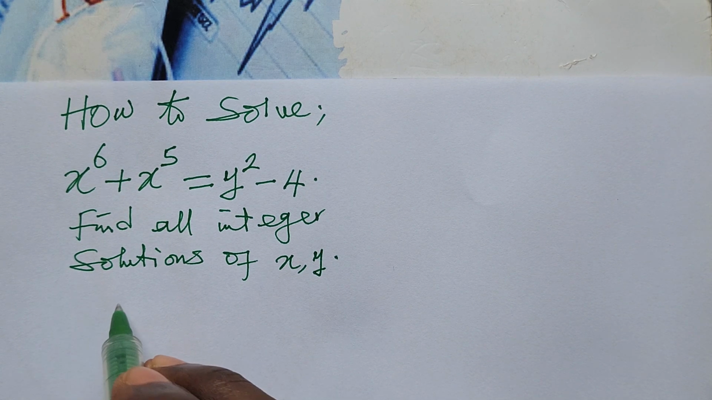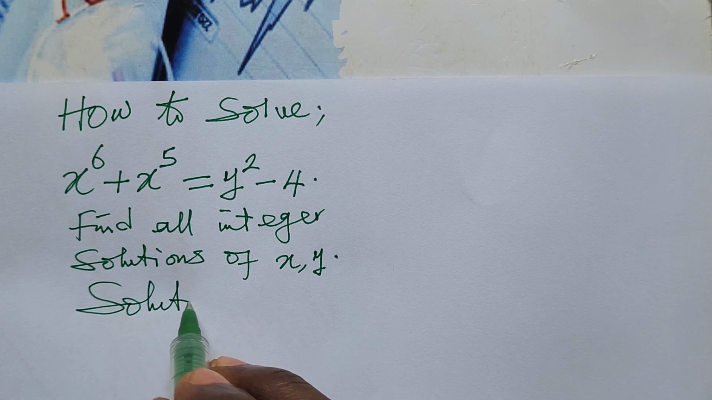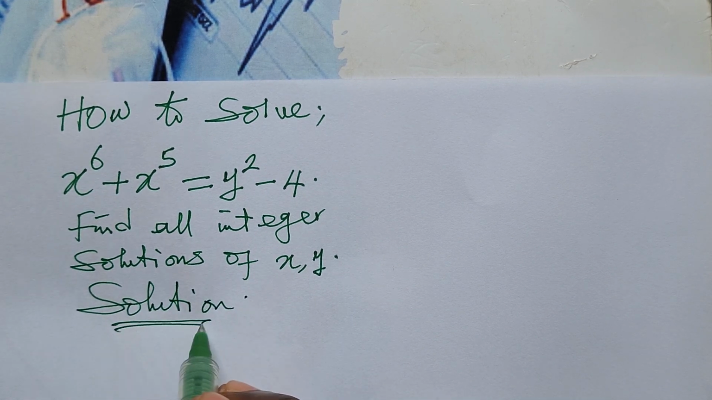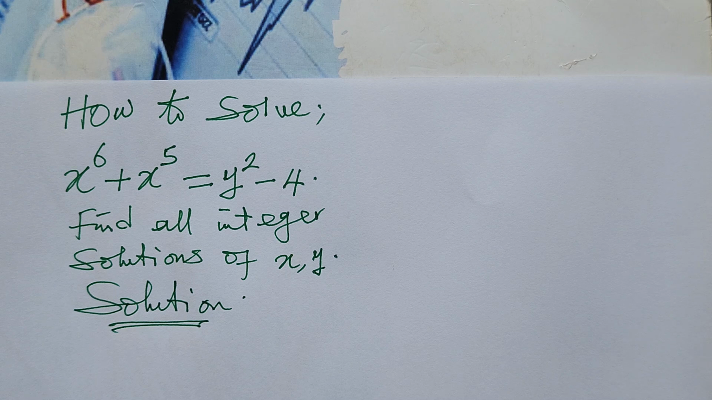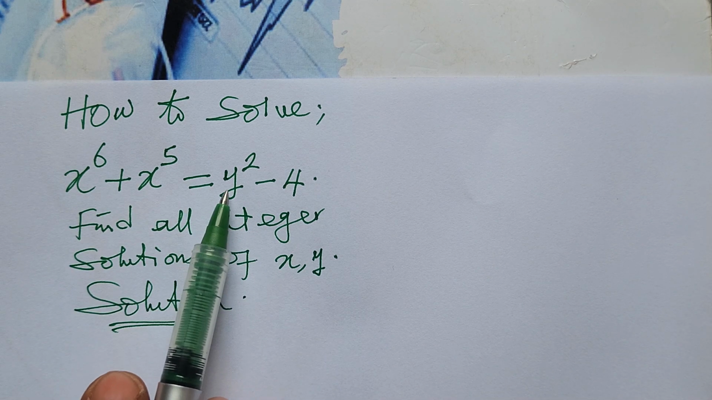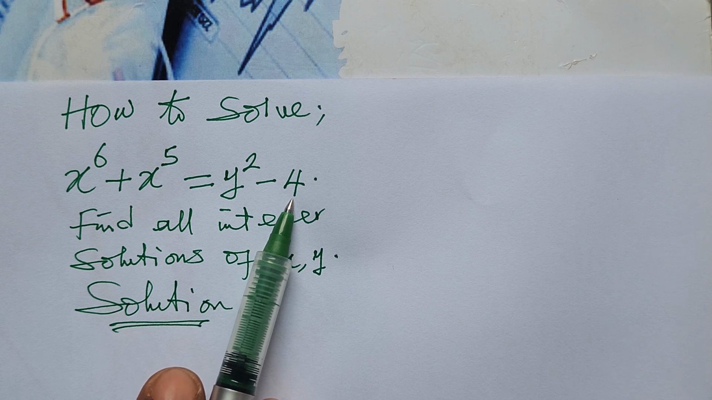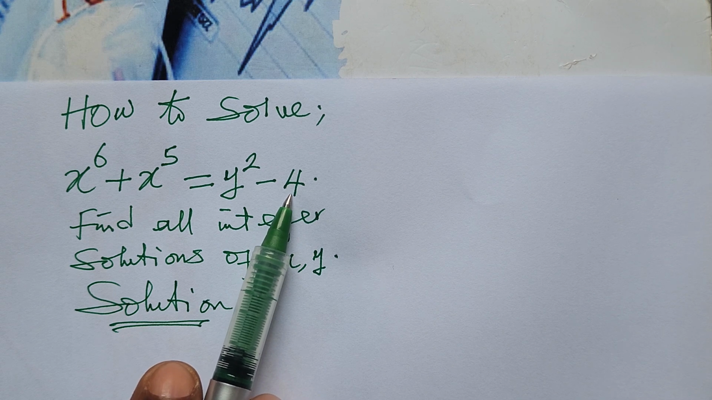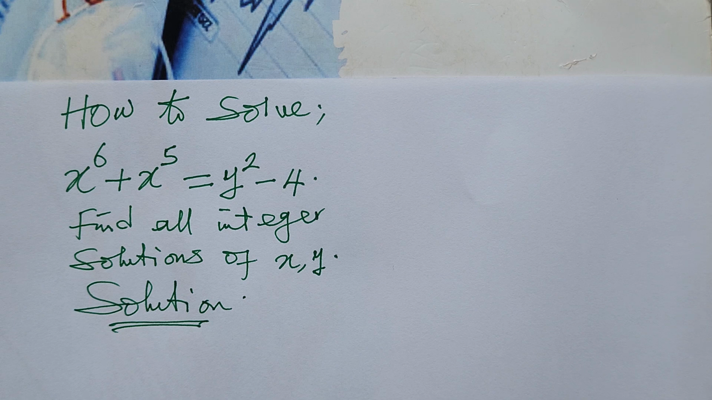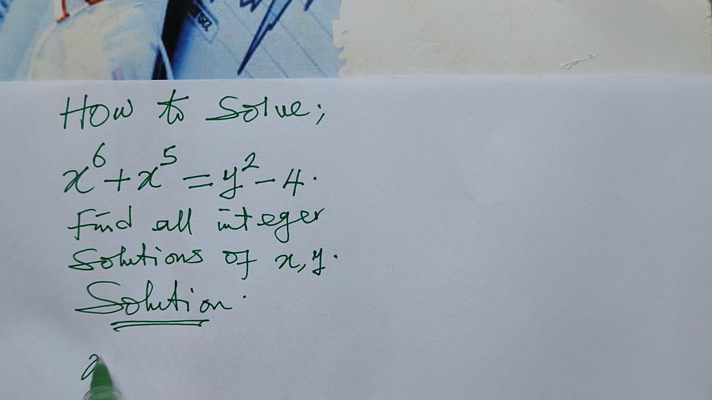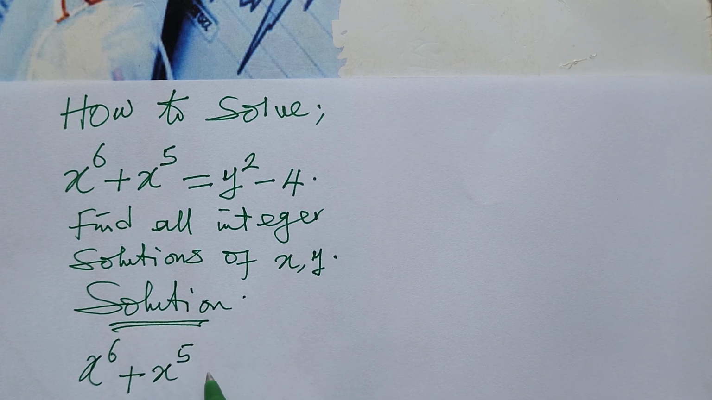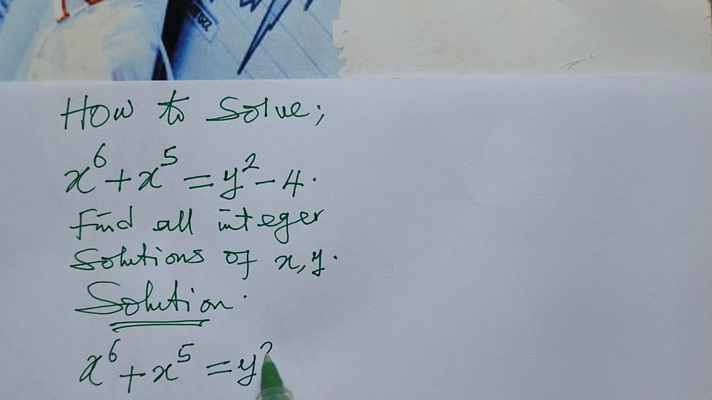Alright, so let's take our solution. The question here is this. We have y to the power of 2 and here we have 4, so we can express 4 as 2 to the power of 2, because we're trying to bring out the difference of two squares into this system. So this gives us x to the power of 6 plus x to the power of 5 equals y to the power of 2 minus 2 to the power of 2.